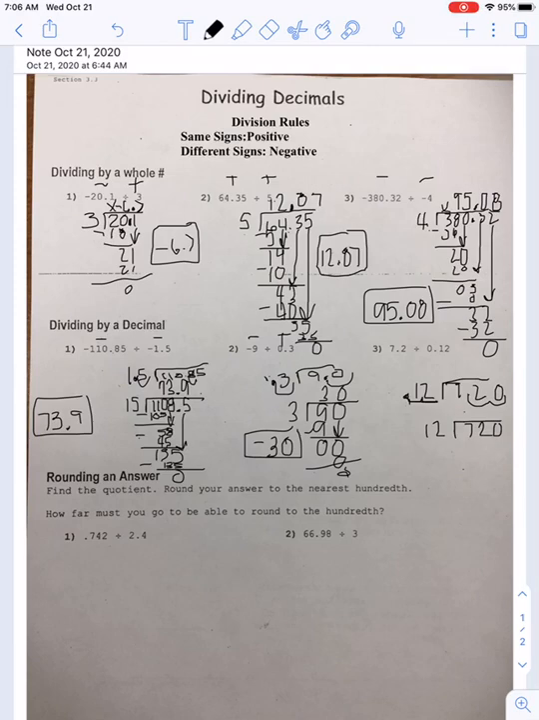Twelve can't go into 7. 12 can go into 72 6 times. That gives us 72. We subtract that, we get a 0. We bring the 0 down. 12 can go into 0 0 times, which gives us a 0, which gives us the remainder of 0. Before I circle anything, check your sign. A positive divided by a positive is going to give us a positive 60.